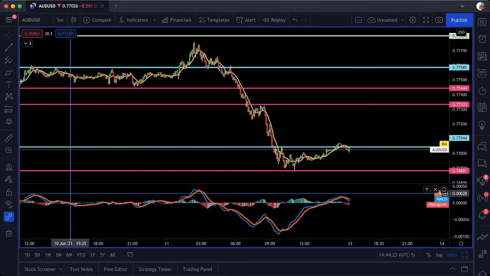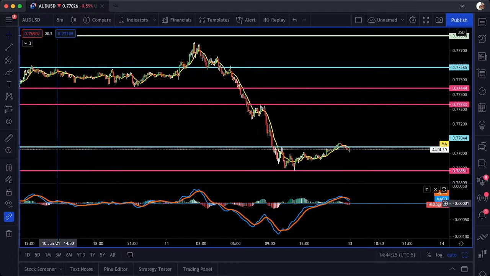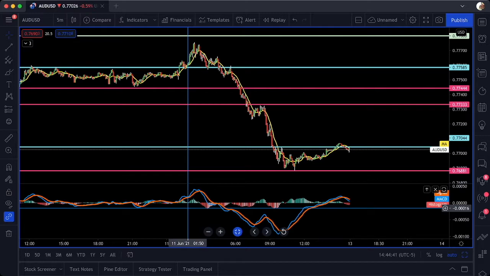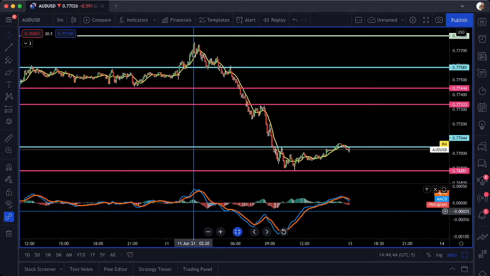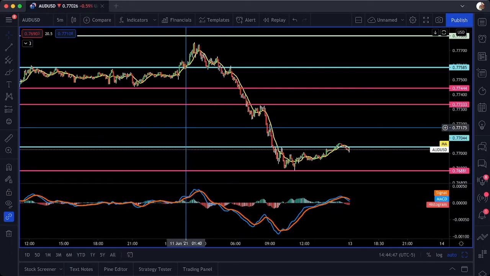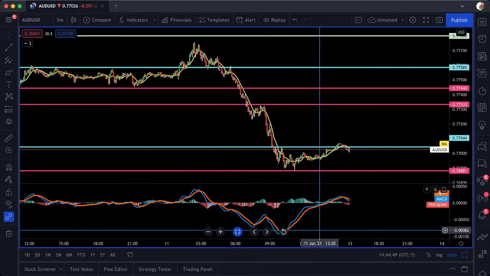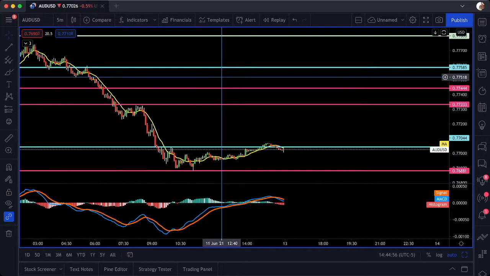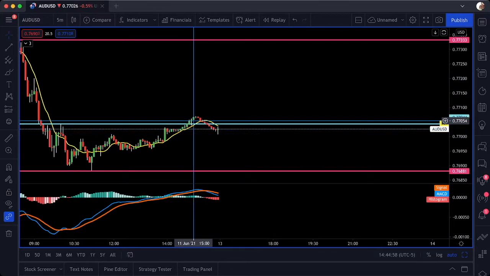Right here on the bottom, I have what is called the MACD, or MACD for those of you that have been trading for a while. This is one of my favorite indicators to use. It's definitely something that has helped me see more of what's going on as a whole rather than just little pieces at a time, like looking at each candle.